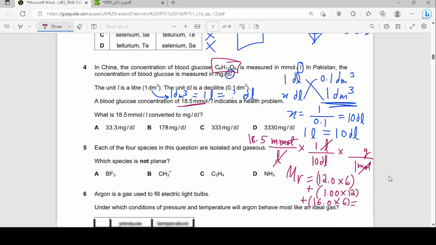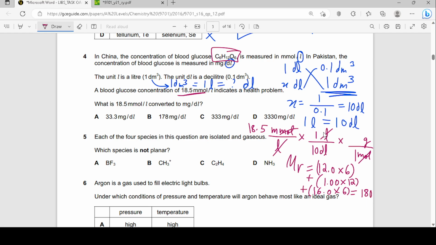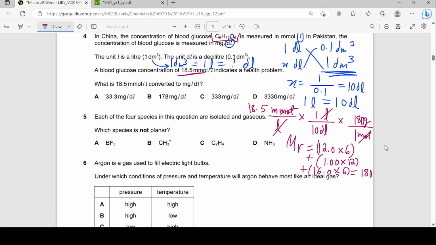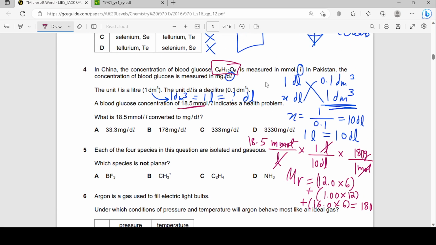That is 180. Okay, so I will write 180 on top. So 1 mole has 180 grams. 1 mole of glucose with 180 grams, and then I'm just going to erase this. So now we've already converted everything. So you have milligrams per deciliter. Okay, so we've converted it.